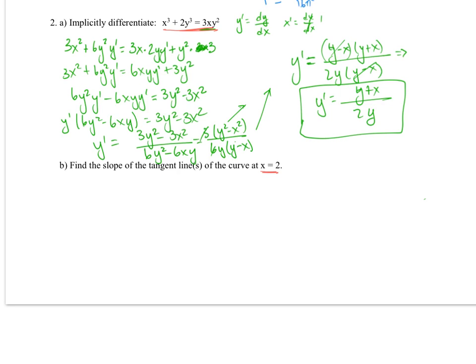But we're asked to find it at x equals 2, so I need a y value. At x equals 2, I can come up with a couple different y values. I'm using my original equation right up here, and I'm going to plug in the 2. So 2 cubed plus 2 times y cubed equals 3 times 2 y squared. Cleaning all this up, I end up with 8 plus 2y cubed equaling my 6y squared. Let's put everything on the same side. So 2y cubed minus 6y squared plus 8 equals 0.